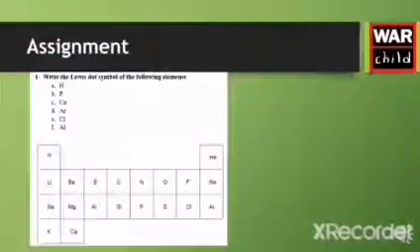And now we'll finish up our session for today with an assignment. Here you have 6 elements for which you must write the Lewis dot symbol of each one of them, and I put down the periodic table to make it easy for you. Please solve the assignment and send me the homework back privately on WhatsApp.